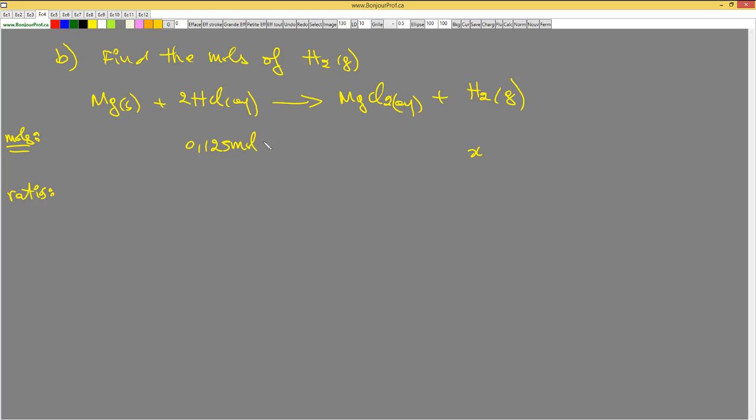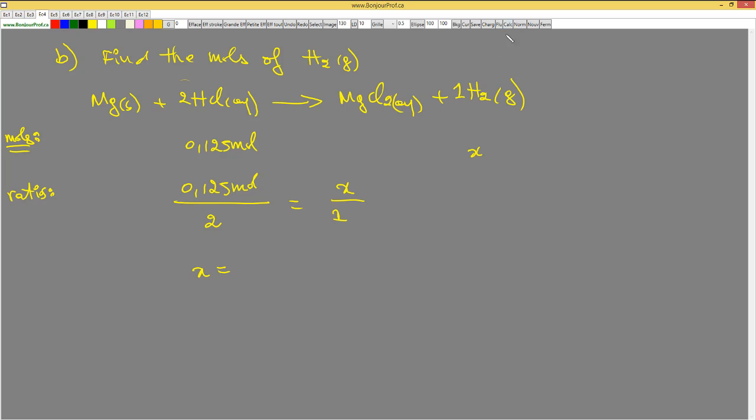Look here, it is here in the table. Which ratio are you going to put? 0.125 mole over what? Over the coefficients. It is over 2, equal to x over what? Why is it 1? Because we have 1 here. There is no number, so it will be 1 here. And then do the cross product to find my x. So find the x.